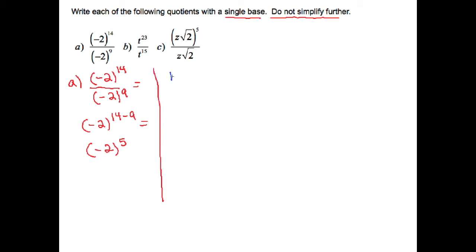For part B, we have t to the 23rd divided by t to the 15th, and again, when you divide with the same base, you can subtract the exponents, so this would be t to the 23rd minus 15, which would leave us with t to the 8th.